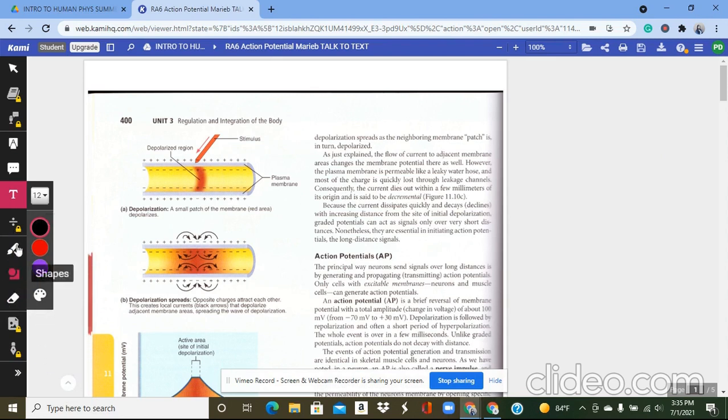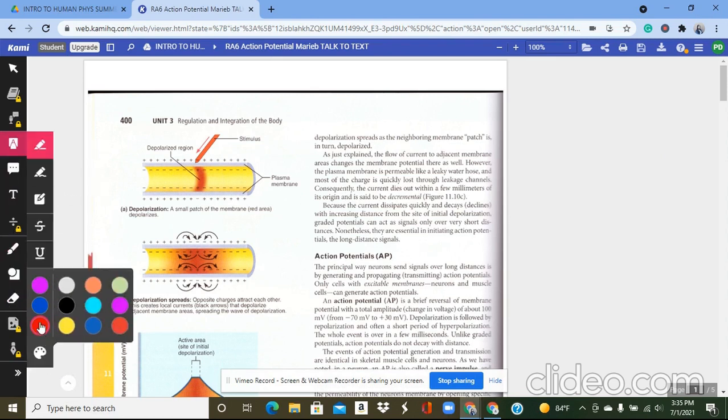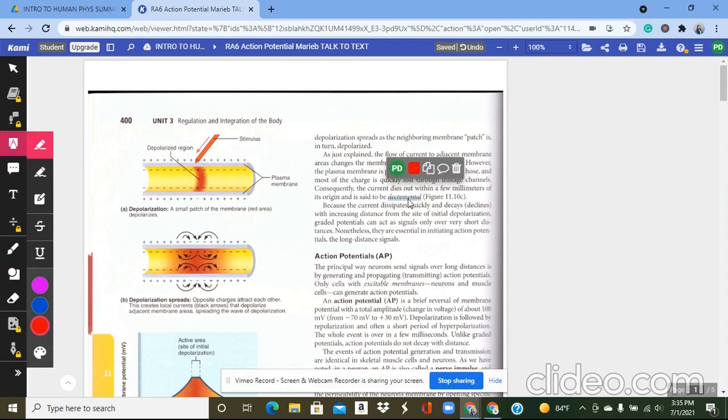So I'm not sure what decremental means. I might have to look it up, but for now, I'm going to highlight it in red just to signify that I need to add a note there for later.